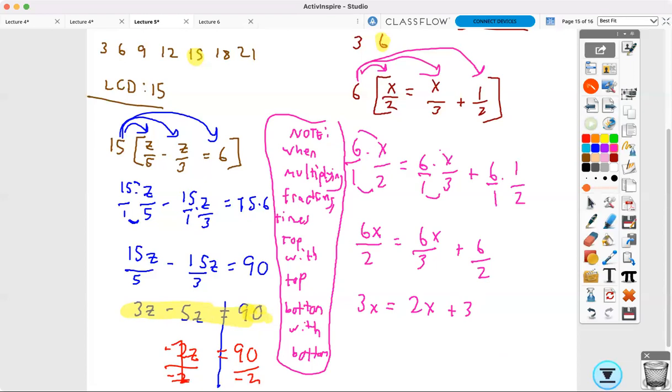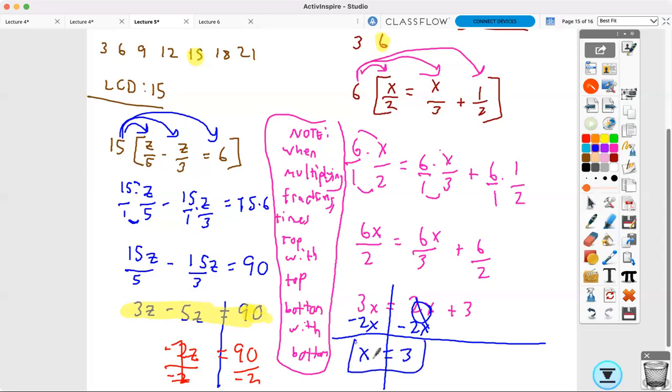All right, and now all we have to do is solve for x. So I'm gonna move x's to one side. Since 3x is already by itself, I'm gonna move the 2x over here so it can be with the 3x. These become 0. 3x take away 2x is just x. Bring down the 3 and we're done.